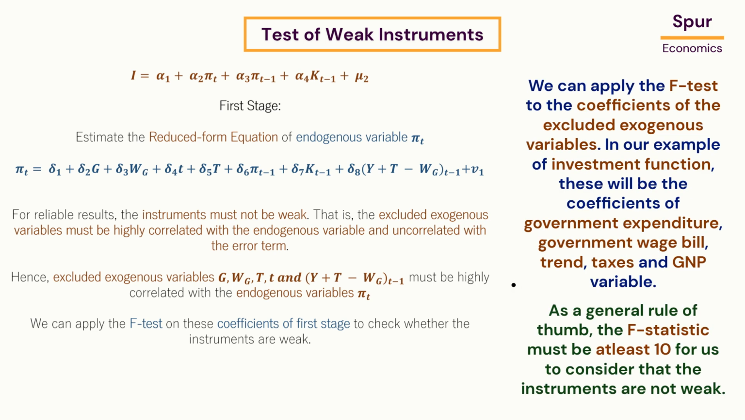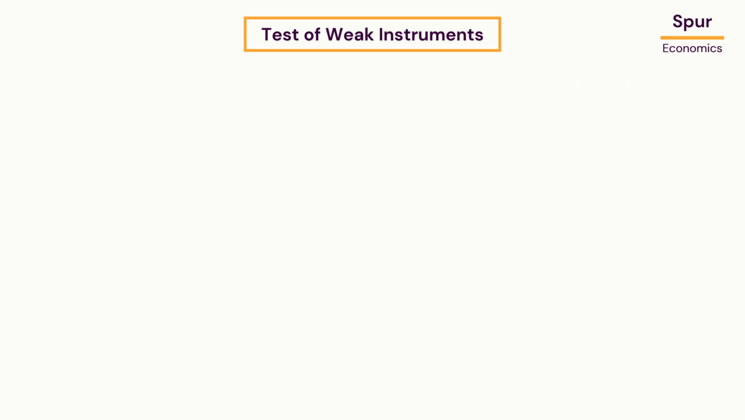We can apply the F-test to the coefficients of the excluded exogenous variables. In our example of investment function, these will be the coefficients of government expenditure, government wage bill, trend, taxes, and GNP variable. As a general rule of thumb, the F statistic must be at least 10 for us to consider that the instruments are not weak.